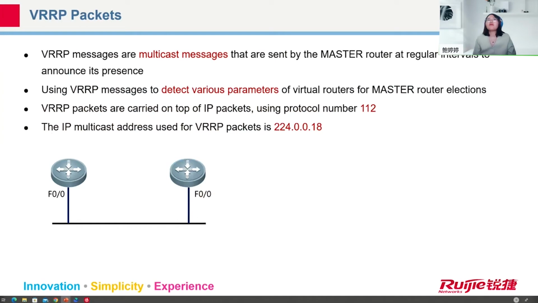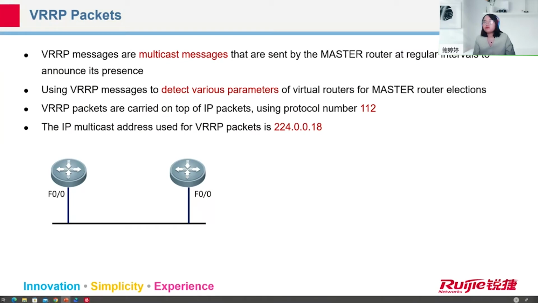And the next one is about the VRRP packets. VRRP messages are sent out as multicast messages. The devices will detect the VRRP message, and if the master doesn't send out the message within 10 seconds, I will think the master is broken, so I will become a new master, something like this.